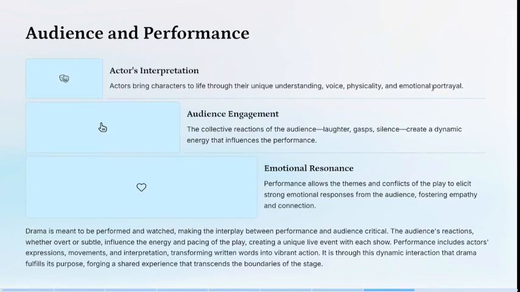For a drama to be carried out, it needs to be presented in front of an audience. Drama is meant to be performed and watched, making the interplay between performance and audience critical. The audience reaction, whether overt or soft, influences the energy and pacing of the play in order to create a unique live event with each show. Performance includes actors' expression, movements, and interpretation. It is through this dynamic interaction that drama fulfills its purpose and also forges a shared experience that transcends the boundaries of the stage. So we've considered the elements of drama.